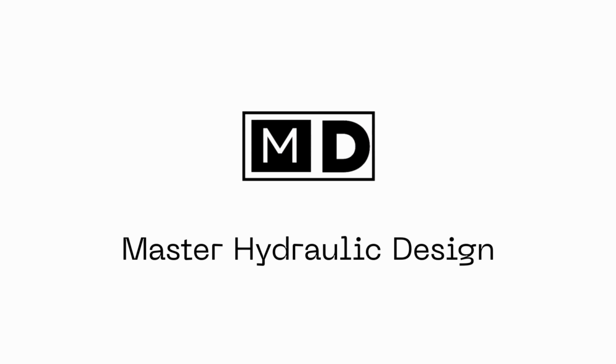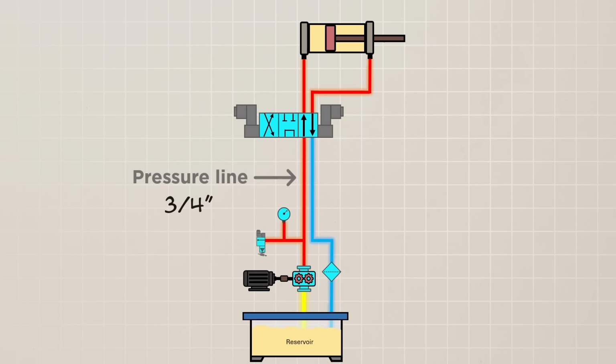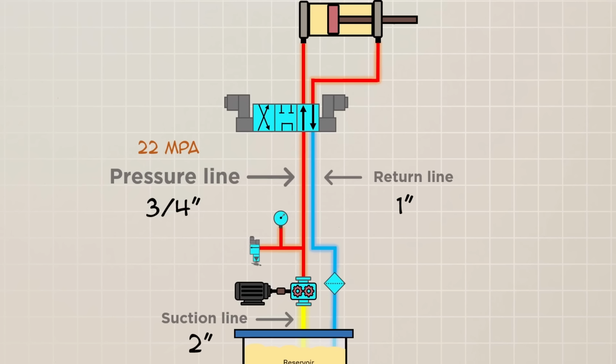So hi there, this is Ayush from Master Hydraulics today. And in this video, we will learn everything about hydraulic hoses selection. That is how to calculate the hydraulic hose sizes for pressure line, return line and suction line. We will also learn how to correctly select the pressure rating of each of these lines. Because yes, all these lines operate at different pressure.